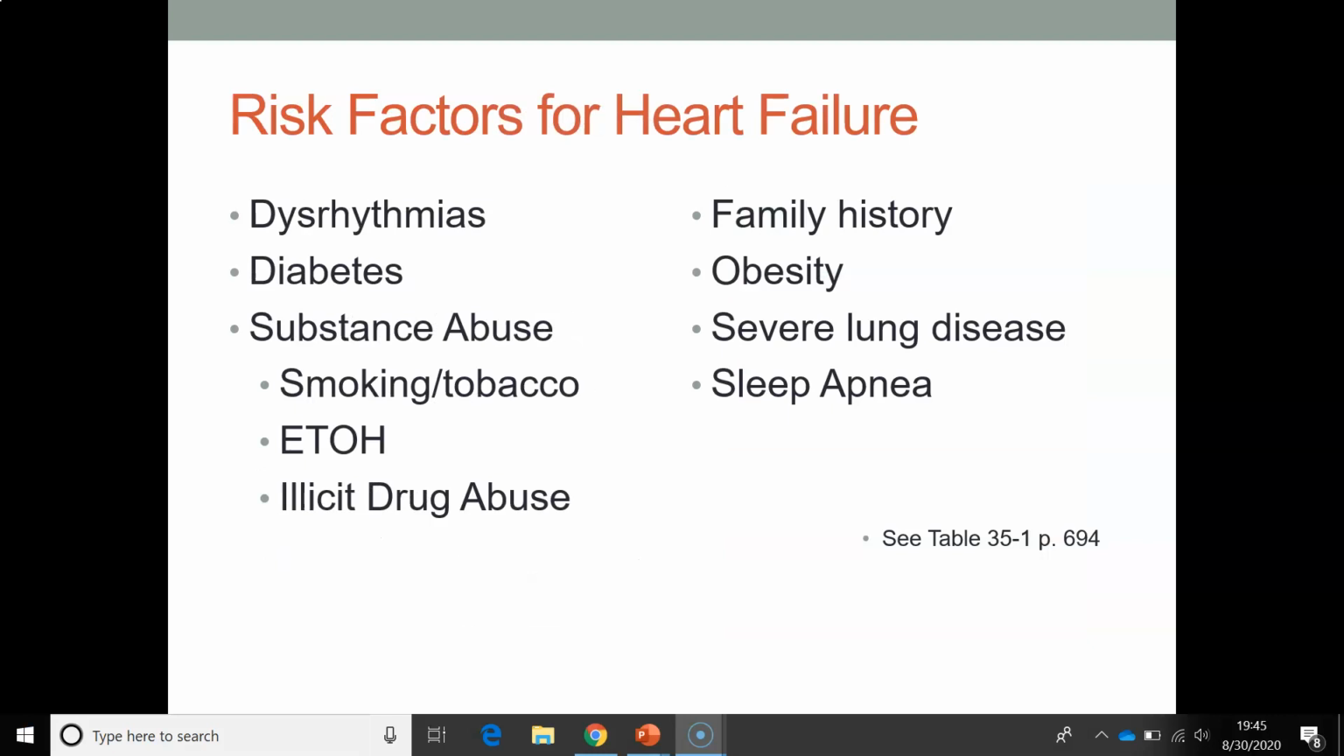And here, I basically just kind of divided up that Table 35.1. And this is just the risk factors for heart failure. It's patients with dysrhythmias, diabetes, substance abuse, including smoking, alcohol abuse, or illicit drug use, family history, obesity, severe lung disease such as COPD, and sleep apnea.